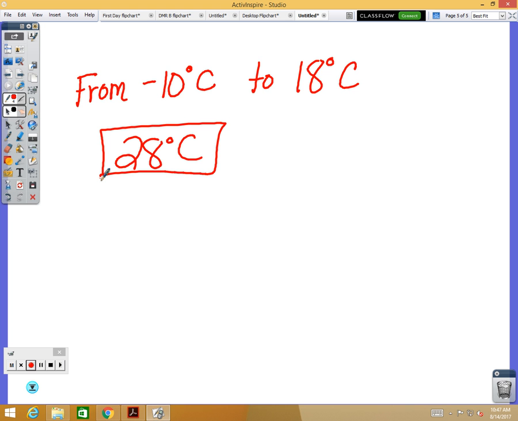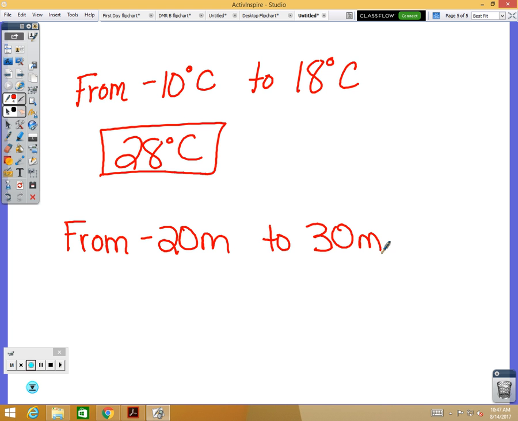What if you are at negative 20 meters underwater and you go up to sea level? Maybe we can think about sea level. You're negative 20 meters below sea level, and then you climb up to 30 meters above sea level. What is the difference in meters here? 50. So you go from negative 20 to 0, and then 0 to 30. So that's 50 meters. All right, so you understand how to do those?